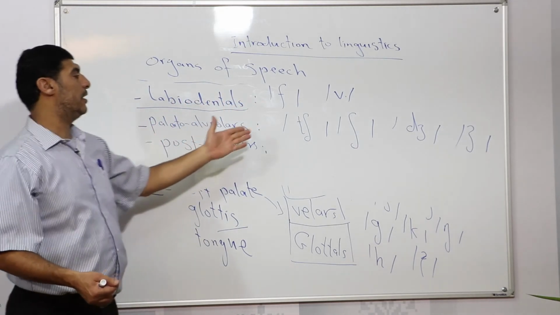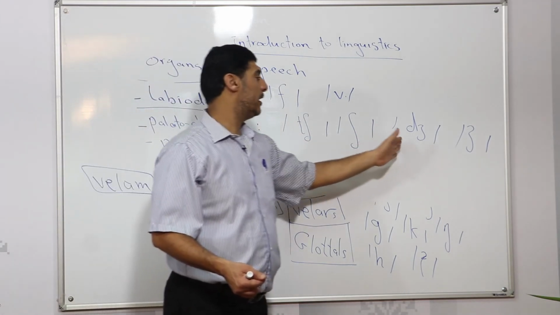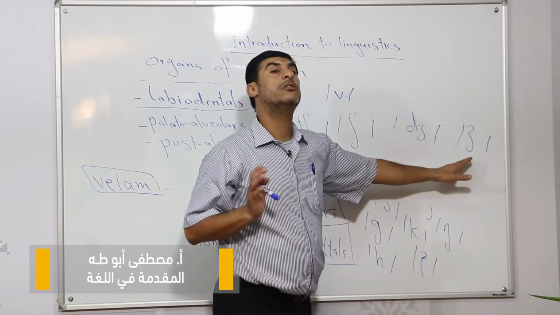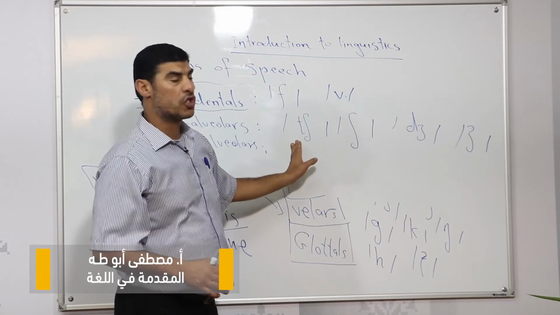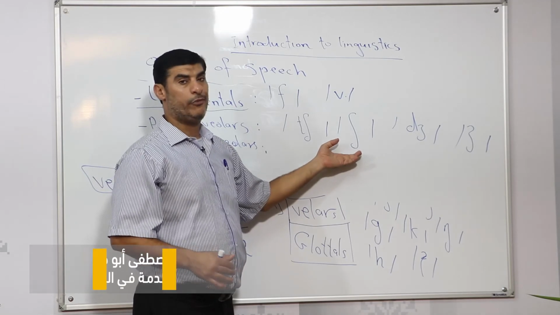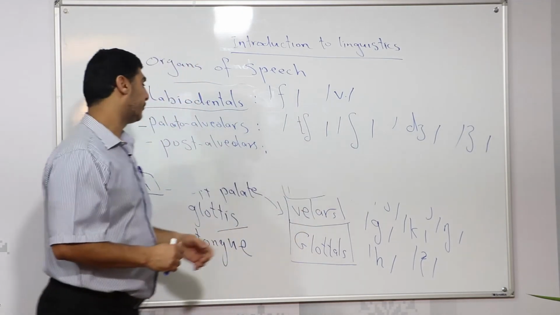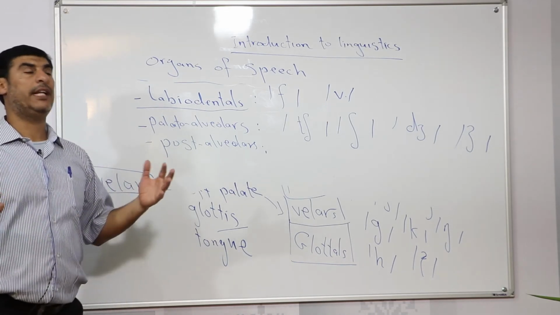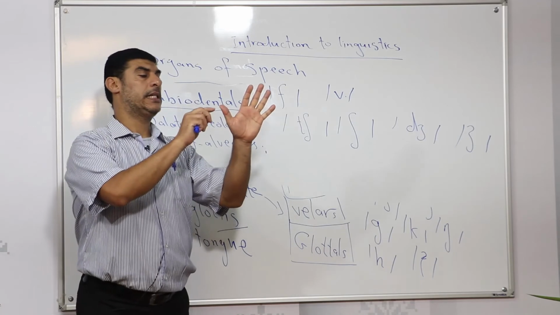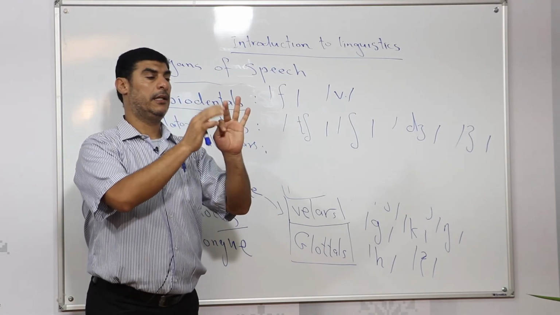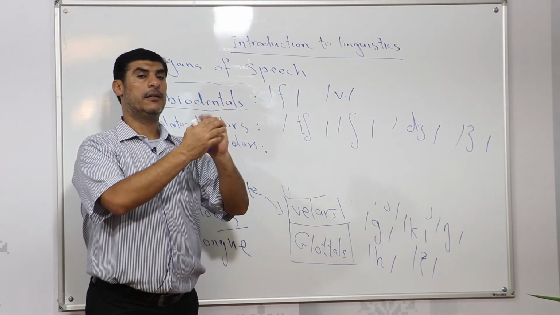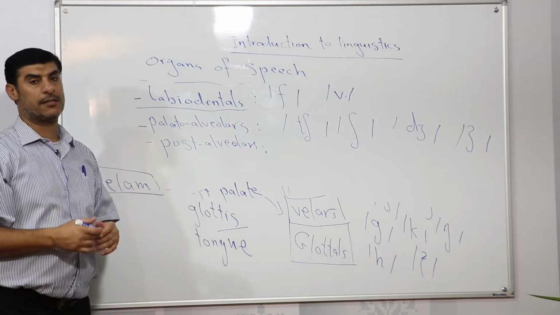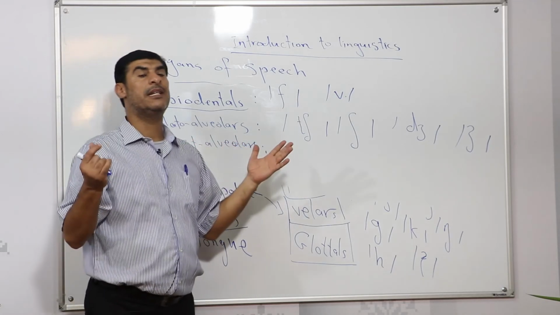Palato alveolars. Ch, sha, dge, ja. You have to understand the symbols. This is ch, this is sha, and this is dge, this is ja. You have to memorize these symbols. And then we have alveolars. Alveolars, if you remember, we say ta, da, na, la, ra, sa, and za. And we have dentals.